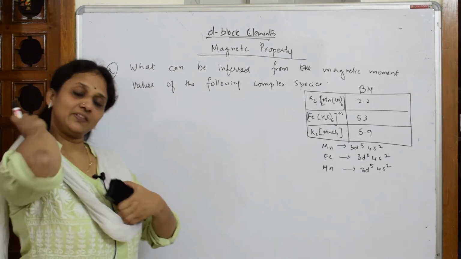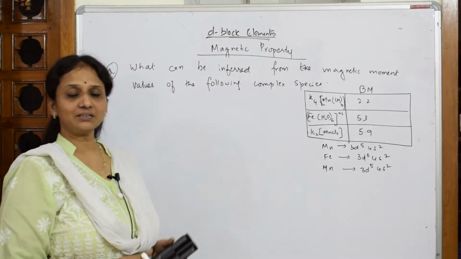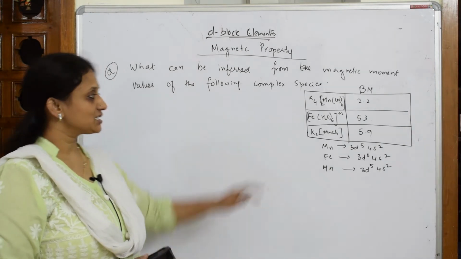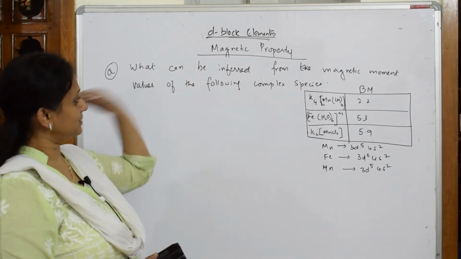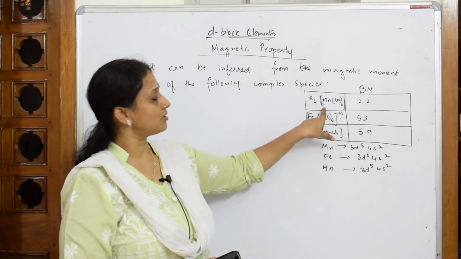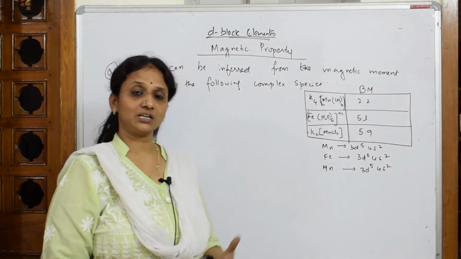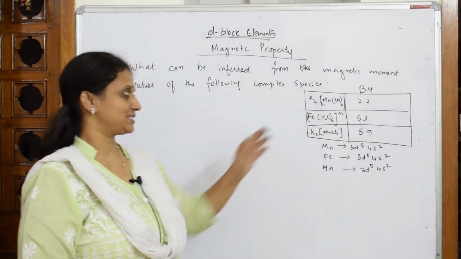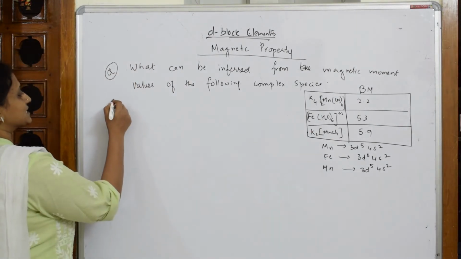Okay, nice. They have clubbed the coordination chemistry chapter and the d-block elements here. Let's see how to do this. Suppose this question is given to us, they have asked from this Bohr magneton value of this complex, what do you infer? What information can you gather from this? Let's see. Now let us pick up the first example.